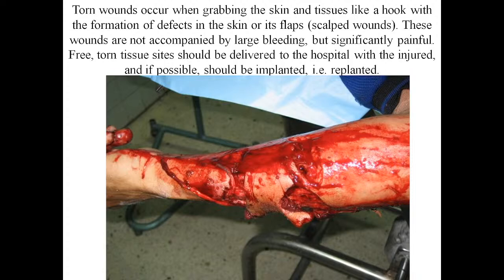Torn wounds occur when grabbing the skin and tissue like a hook, with the formation of defects in the skin, its flaps. Scalpel wounds. These wounds are not accompanied by large bleeding, but are significantly painful. A free torn tissue site should be delivered to the hospital with the injured, and if possible, should be implanted or reimplanted.